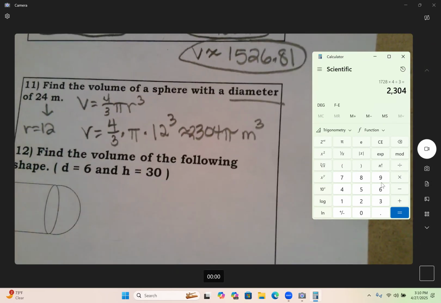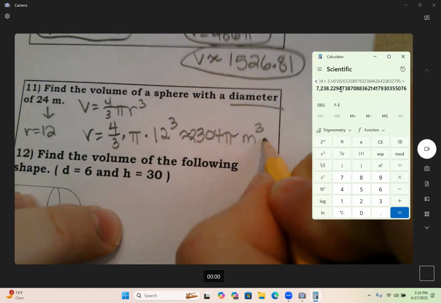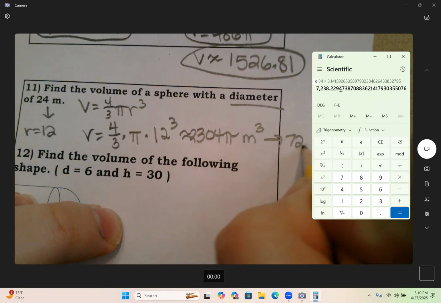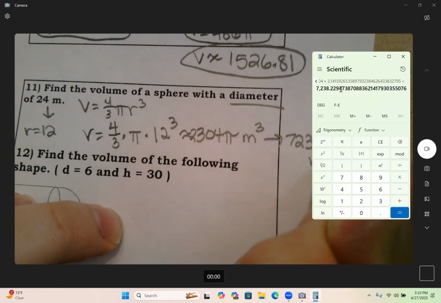And then I'm going to take that and multiply it by the pi key. And I get this long decimal right here, 7238.229. That means it's going to go up to 23. So this is 7,238.23 meters cubed.